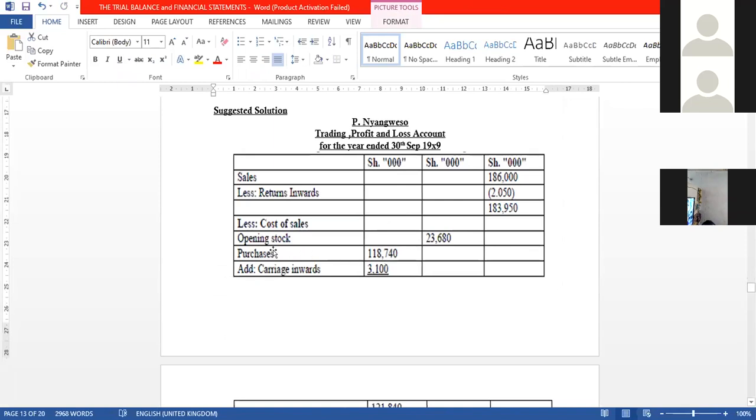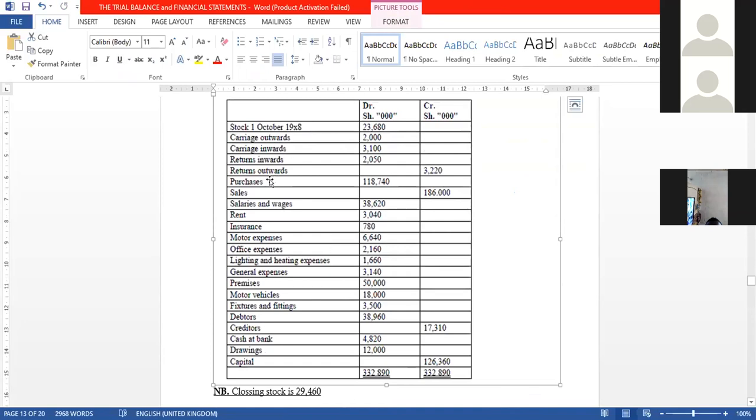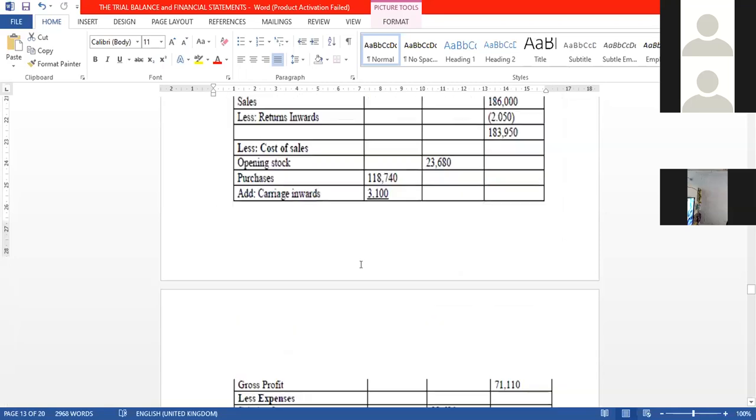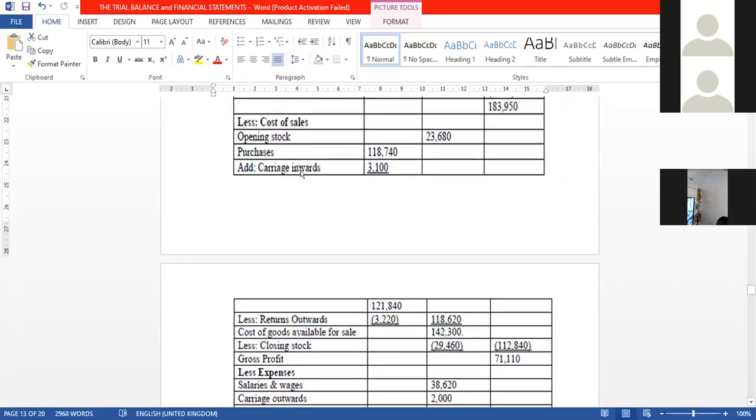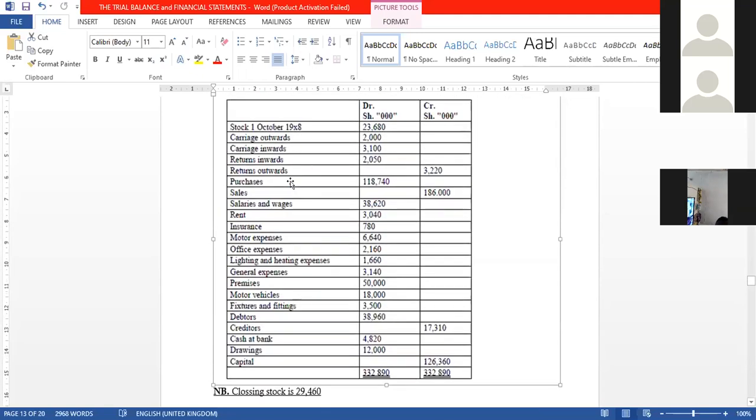I hope you are able to get that. Purchases is our next item. And for purchases, look at it here. You're able to get it from the information that you've already written. We have purchases as 118,740. From there, you add what? Carriage inwards. Remember, you have this format. It is not different from what you have. Add carriage inwards. Do you have carriage inwards there? Yes, it is right here, the third item here, which is 3,100.